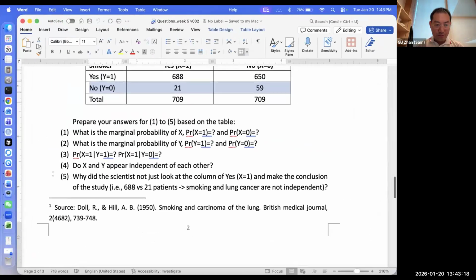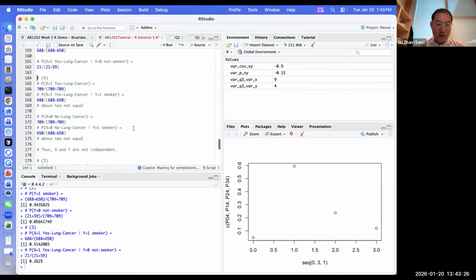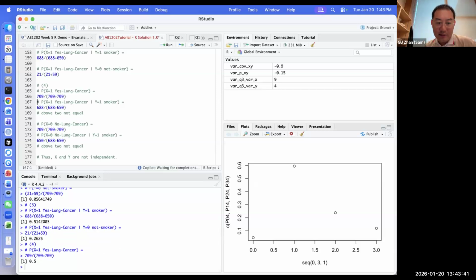Then question 4. Do X and Y appear independent of each other? How do you measure whether it's independent or not independent? You need to calculate these, right? So, independent or not independent, X and Y. So P(X equal to 1), what is the probability of lung cancer? Let's calculate lung cancer. It is 0.5. Now we already know it.